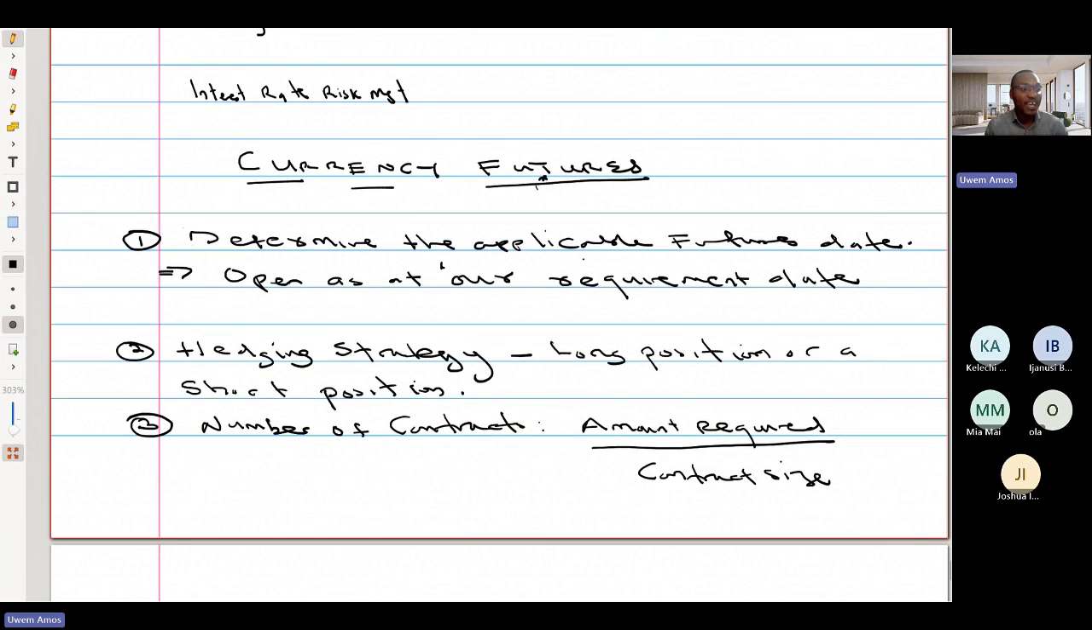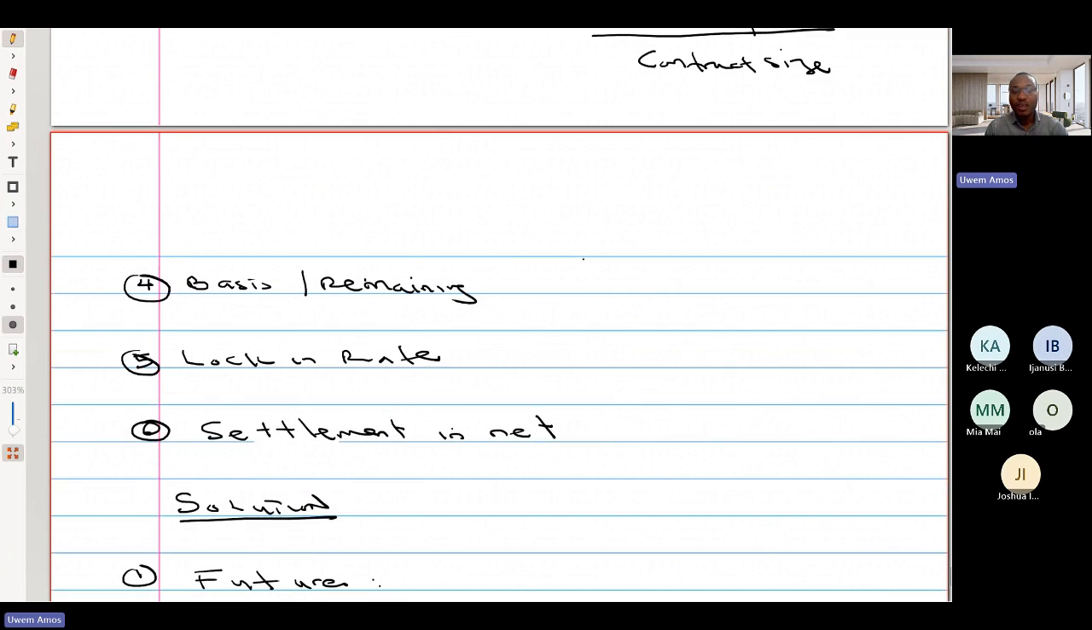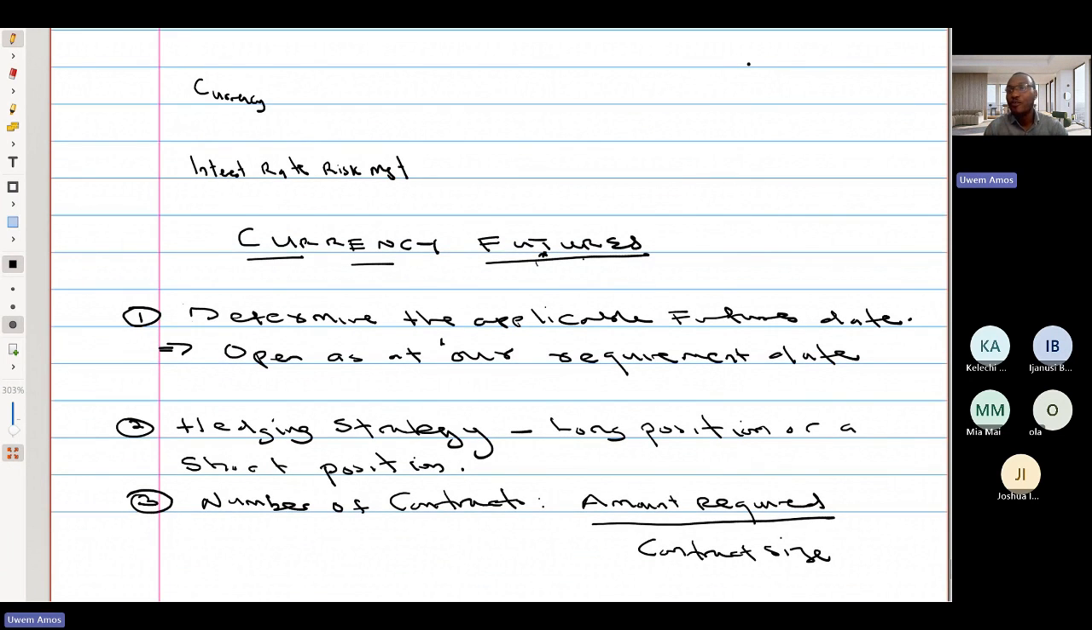So let me quickly recap the steps whenever we have a question on futures. We're going to follow a 6-step approach. The first is to determine the applicable futures date, or the futures to buy, because when you go to the futures market, you're going to have more than one futures in the market. The second step is that we establish the hedging strategy. There are generally two strategies, a long position or a short position. When we get to that, I'm going to explain how we establish which position to take.